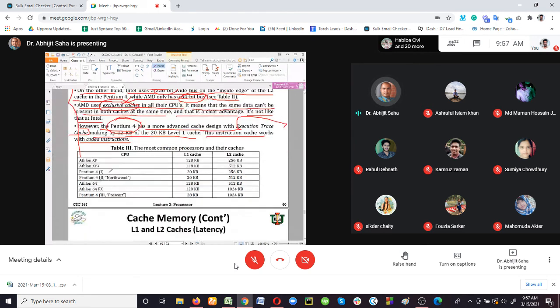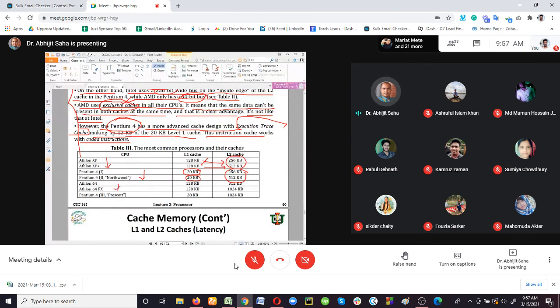Here you can see some of the processors shown, the Athlon XP using L1 cache and L2 cache of 128 kilobytes, 256, 128, 512 for the Athlon. These are the AMD processors. In the case of the Intel processor, you can see that the L1 cache size is very small, only 20 kilobytes, but the Athlon is using 128 kilobytes. The L2 cache size is similar to the AMD processors, but the Pentium is using a smaller L1 cache.